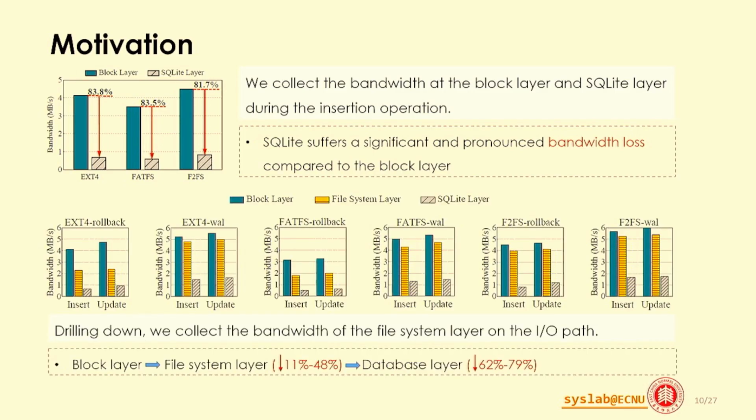Drilling down, we collect the bandwidth of the file system layer on the I/O path. As shown in the figure below, we find that compared with the block layer, the file system layer loses 11% to 48% of bandwidth, and the database layer further loses 62% to 79% of bandwidth compared to the file system layer. Indeed, a file is an abstraction of a collection of blocks, while the table is an abstraction on top of the file. Each layer of abstraction requires additional data structures.